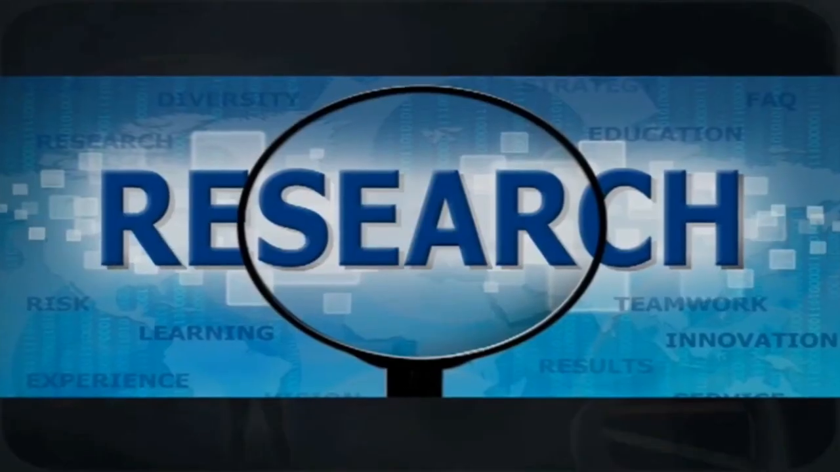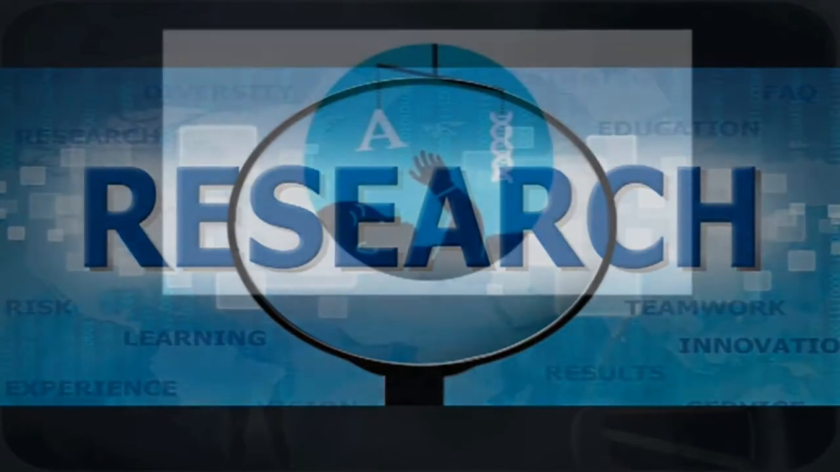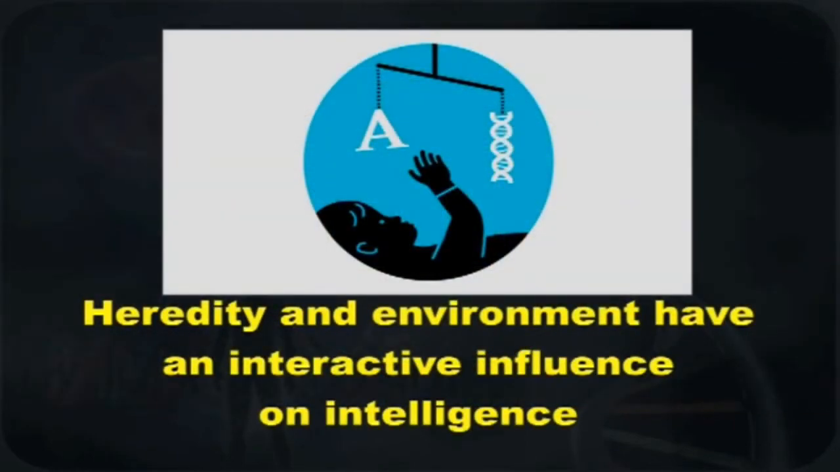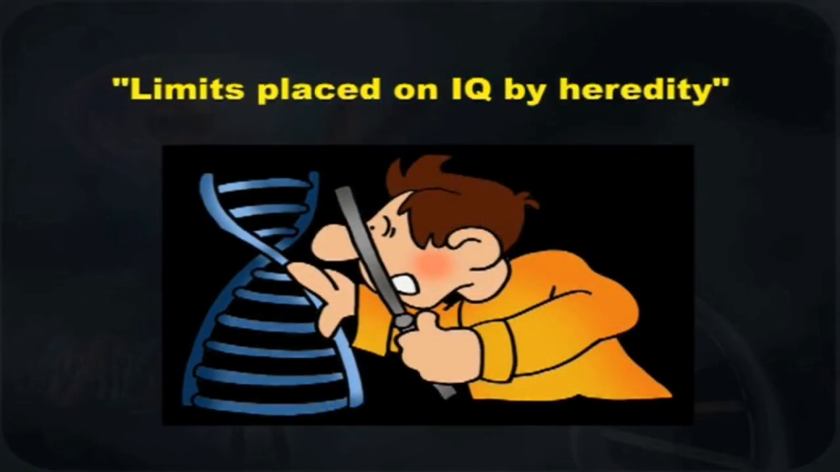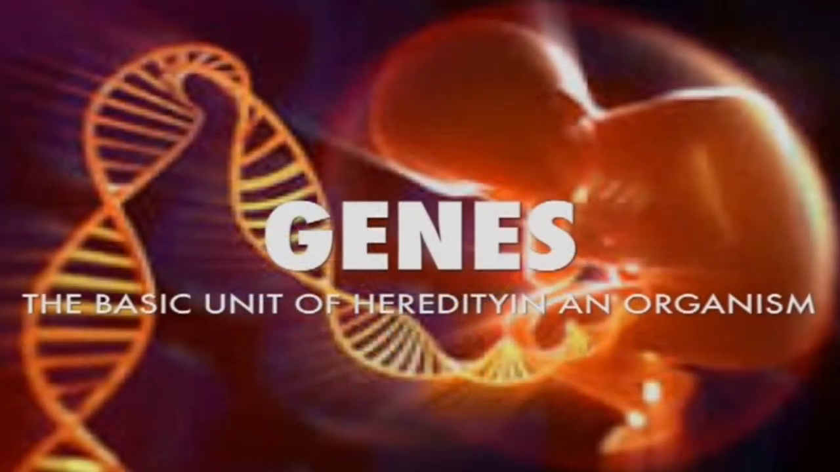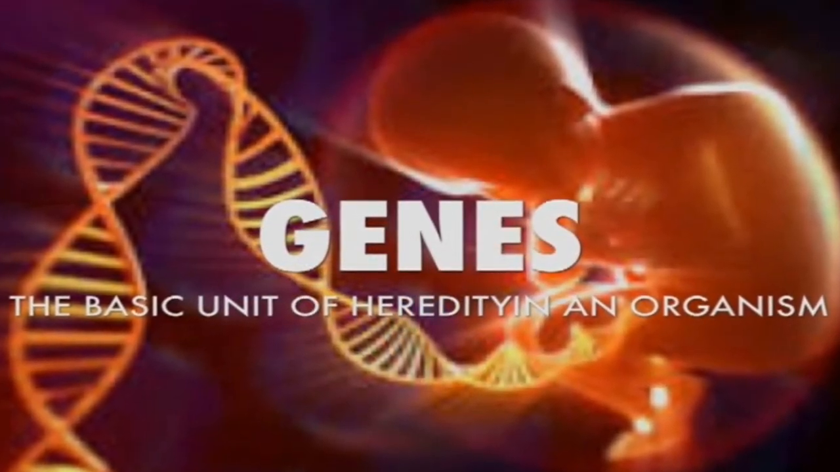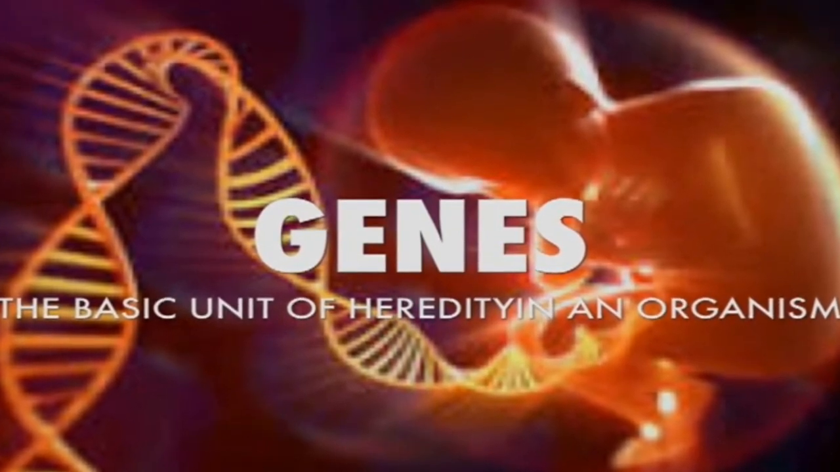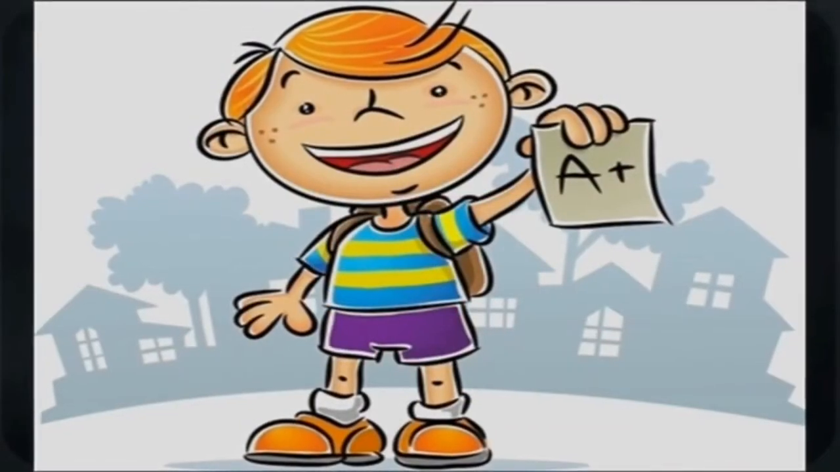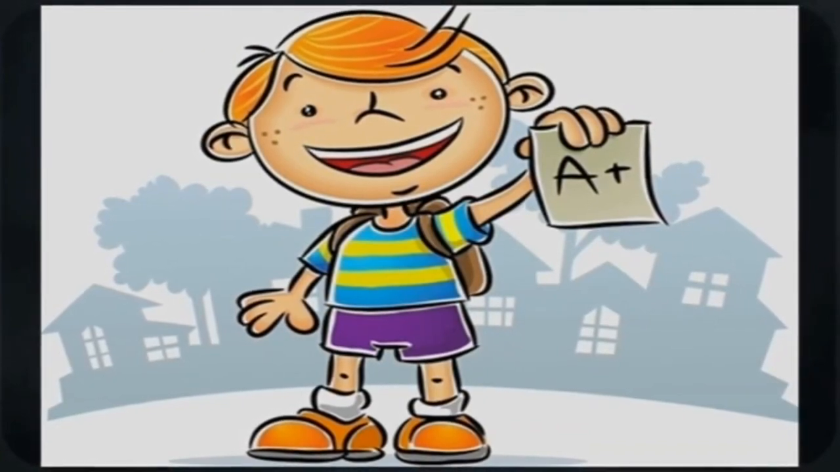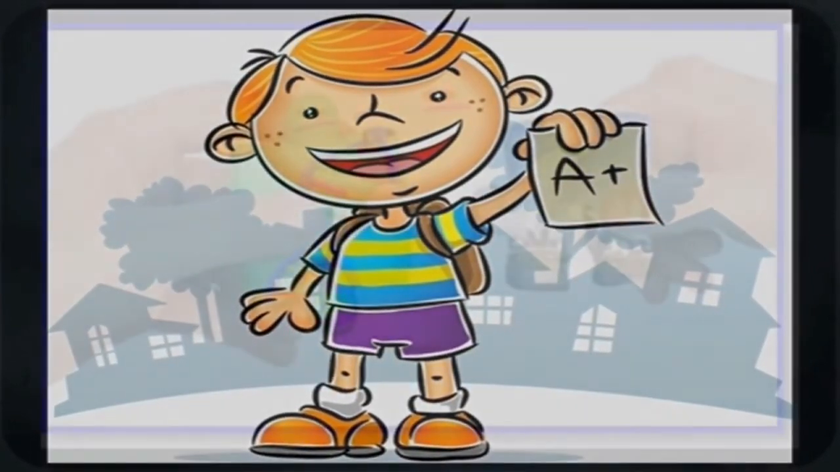Now let us conclude. Conclusion. Researchers generally agree that heredity and environment have an interactive influence on intelligence. Many researchers believe that there is a reaction range to IQ, which refers to the limits placed on IQ by heredity. Heredity places an upper and lower limit on the IQ that can be attained by a given person. The environment determines where within these limits the person's IQ will lie.